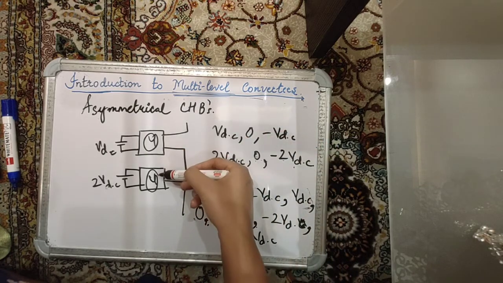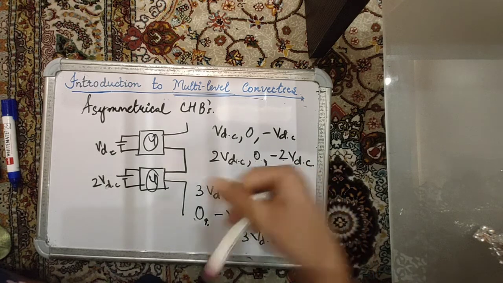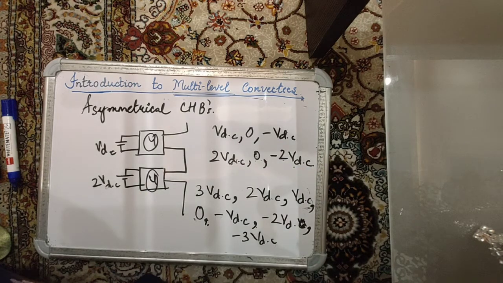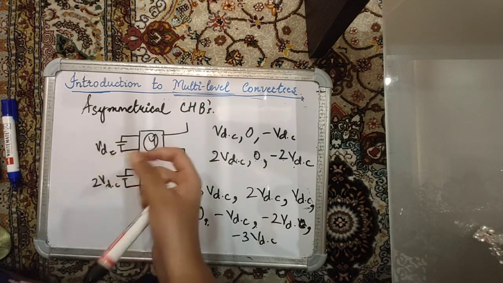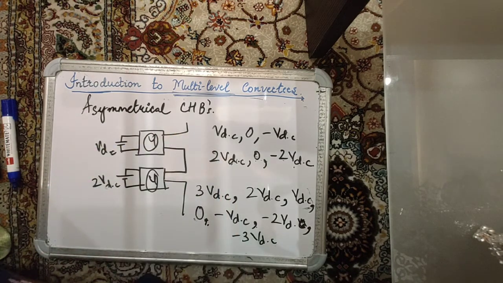In asymmetrical converters, CHBs, you get the benefit that less number of switches and higher number of levels are possible. However, each H bridge is different because they are subjected to different voltages. Their ratings are different. So this was about cascaded H bridge inverters, both symmetrical and asymmetrical topologies.